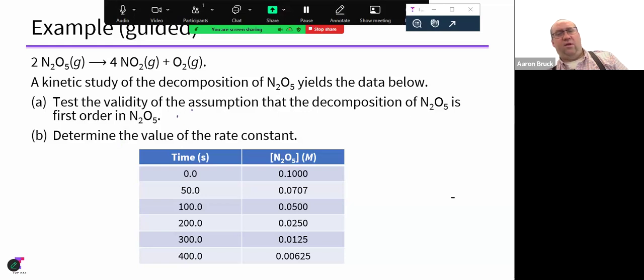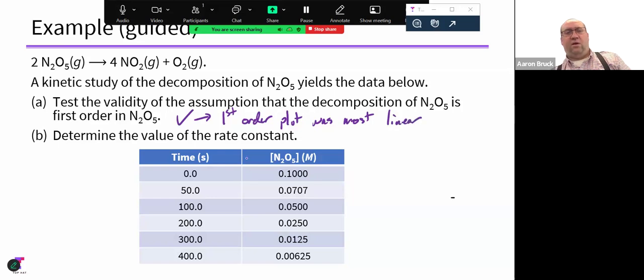So how do we test the validity? We did the graphing. The graphing validated that the first order plot was the most linear. Value of the rate constant is equal to the opposite of the slope. So 0.00693, and the unit would be reciprocal seconds because it's a first order.